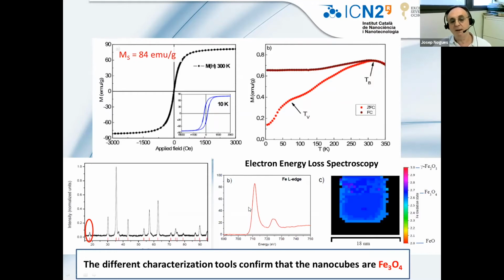Moreover, we did a mapping using this type of spectra at each point of the nanoparticle. And you can see here that the oxidation state is homogeneous all over the nanoparticle. Maghemite should have red dots, which we don't see here, or wüstite should also have red dots, which we don't see. So we have a very homogeneous 2.65 oxidation state, which is what we expect for Fe3O4.